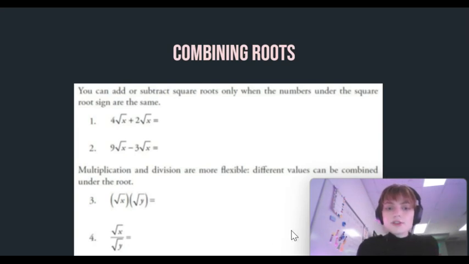Multiplication and division are more flexible. Different values can be combined under the root. So if we have root x times root y, we can combine all of that under a single root, leaving us with the root of x times y. Same with number 4, but we're looking at division. So root x over root y can be combined to give us the square root of x over y.